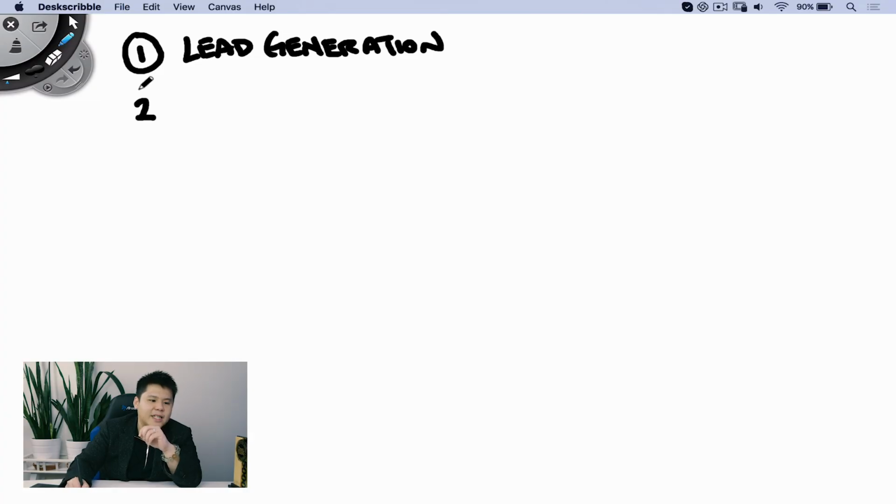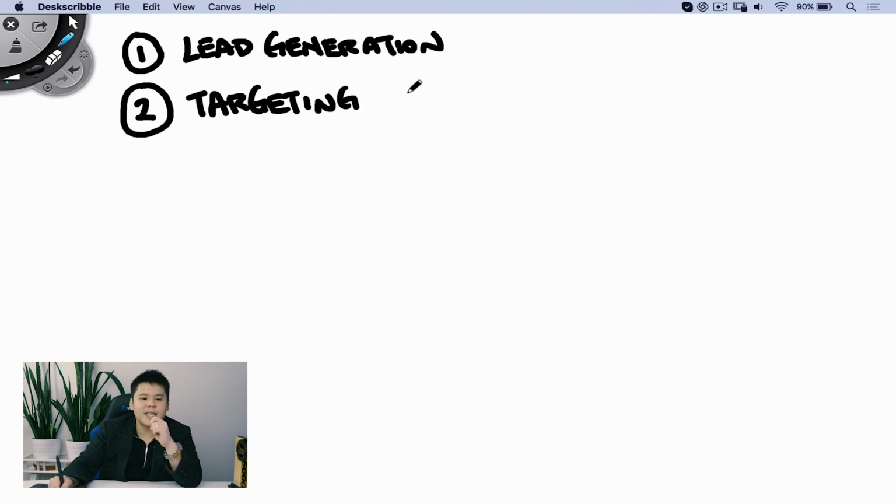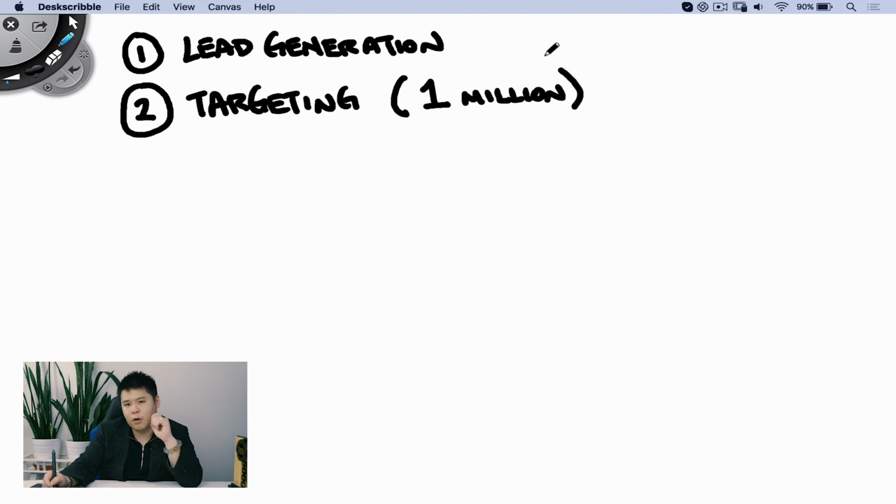That's the first step. Your second step, which is your assets, is telling Facebook what your targeting is, who you want to have your ads shown to. Let's say that the audience size for this is going to be just 1 million people that you can actually reach with whatever targeting you're going after. It's just 1 million people.